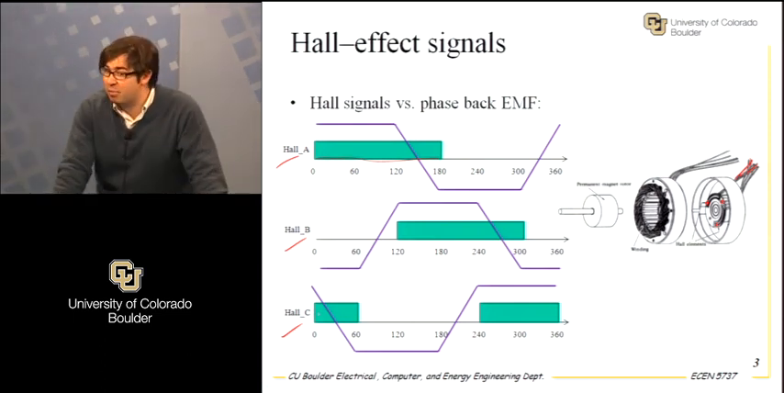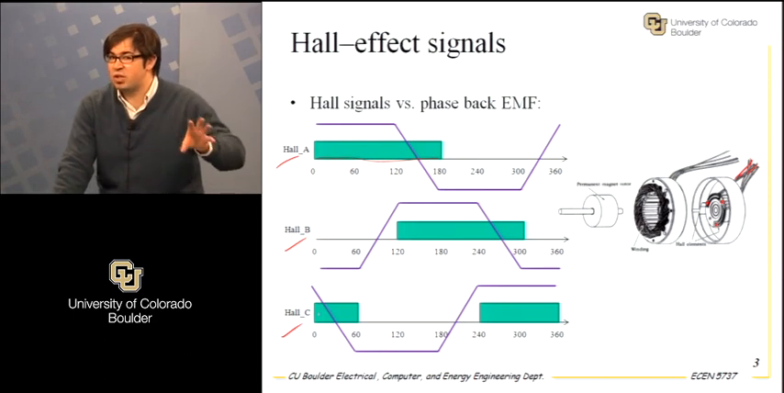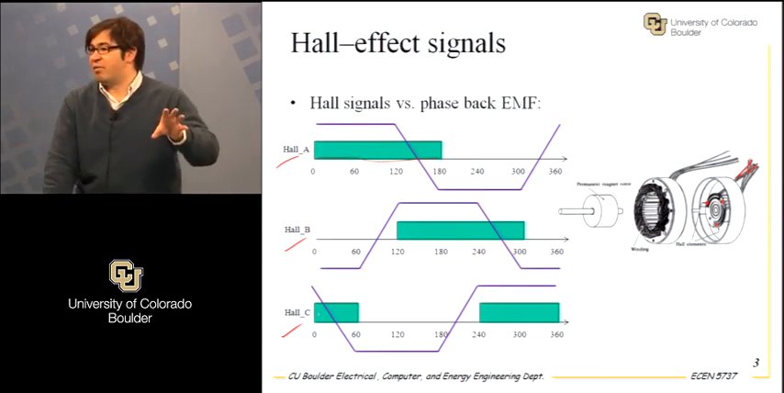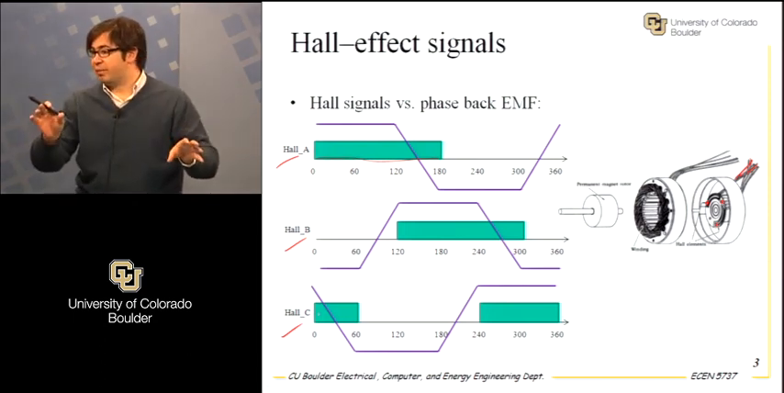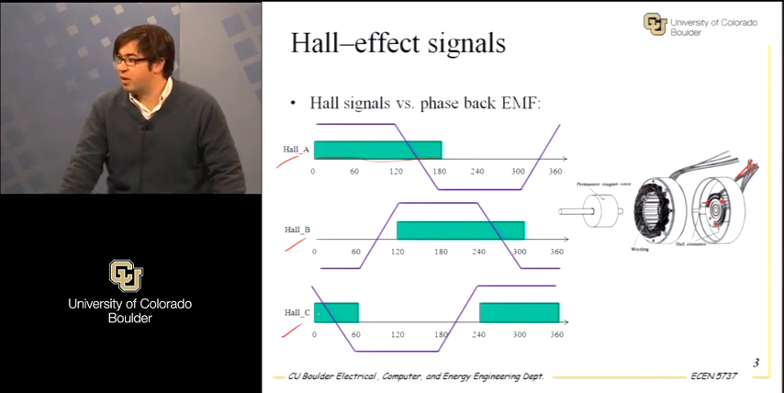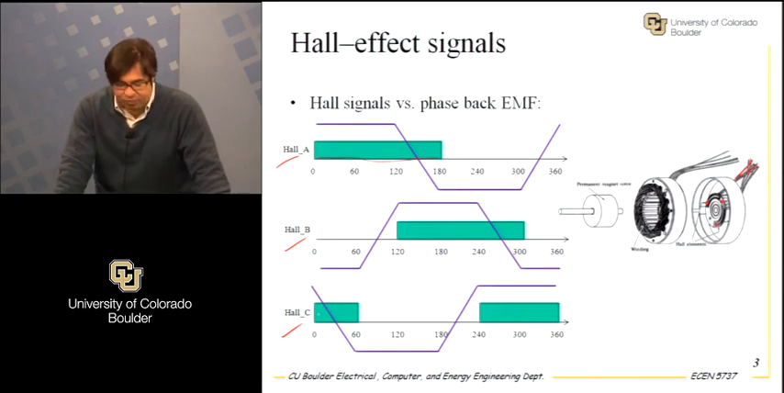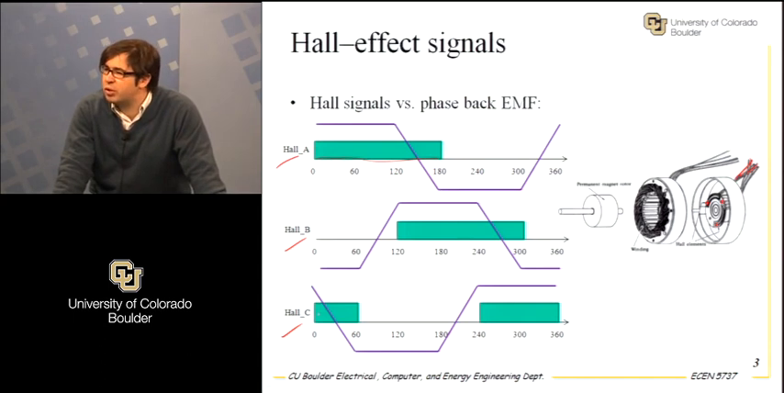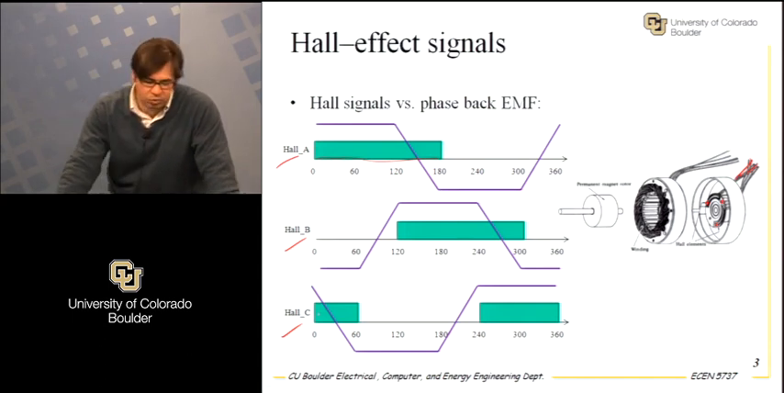This is phase back EMF. Keep that in mind, because some data sheets are showing you phase back EMF. Some are showing you line to line. So don't be confused that they're sometimes showing different stuff. Make sure that you know what you're looking at. So if this is how your Hall effect signal looks like, then how would you use it for your microcontroller logic? That's something that we're going to show today, right?